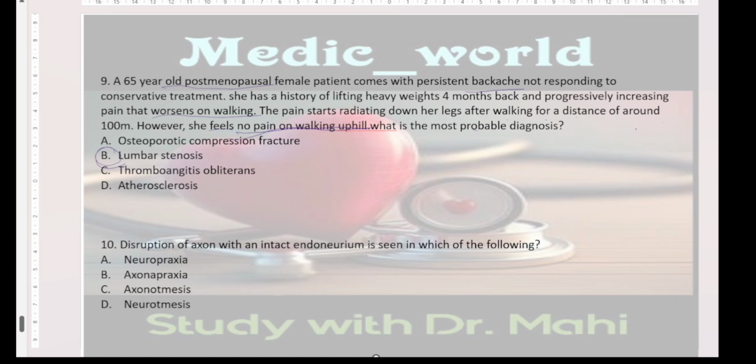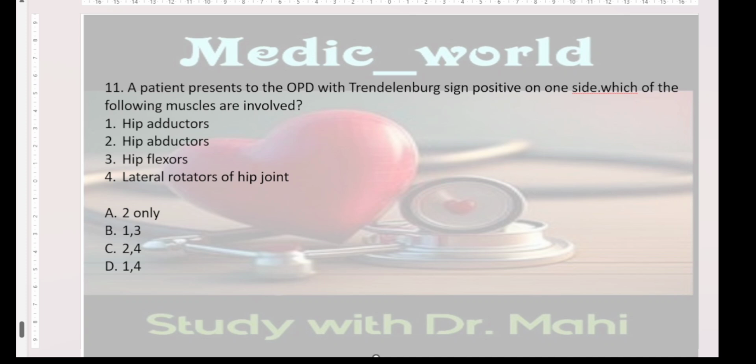So the next question is disruption of axon with an intact endoneurium. This is the buzzword, that is intact endoneurium is seen in which of the following? So the answer to this question is axonotmesis, that is option C.